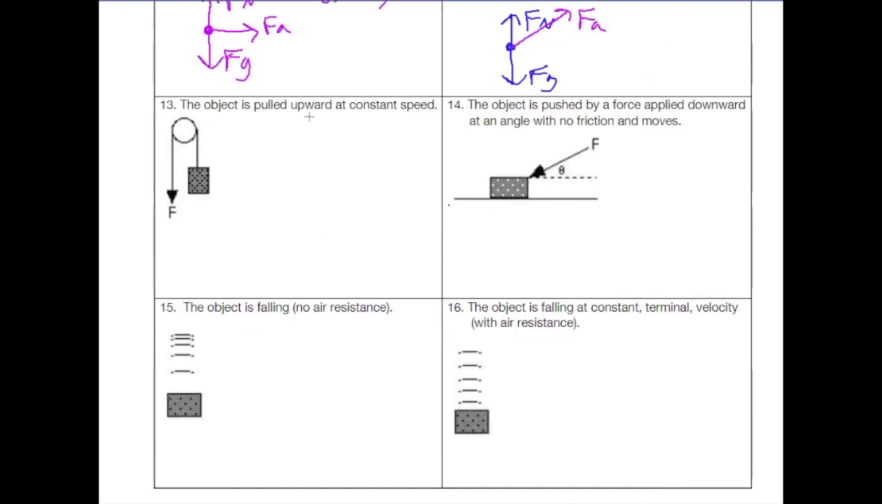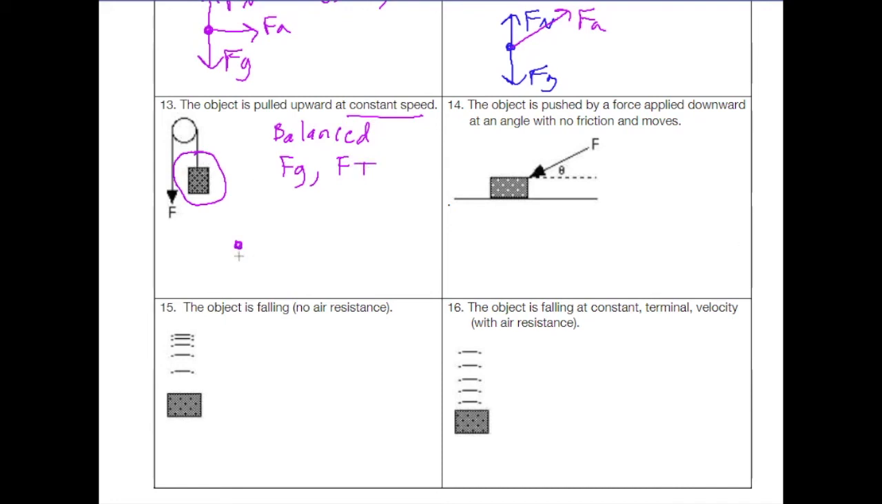Number 13, the object is pulled upward at a constant speed. Constant speed is telling me that the forces are balanced. The thing that is really important with these questions is that when we're talking about forces, it only matters what forces are in direct contact with this object. So right here, I see that I have a box, and this box has a rope directly attached to it on top. So I'm going to have force gravity because this box is always experiencing a gravitational pull to another object. And I'm also going to have force tension because I have this rope up above.